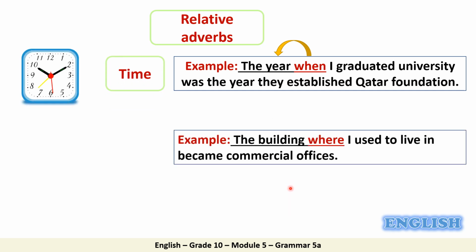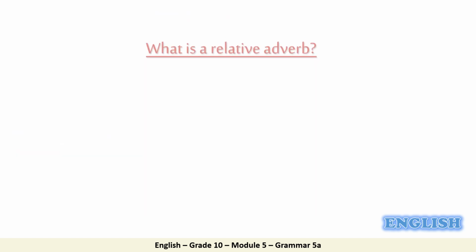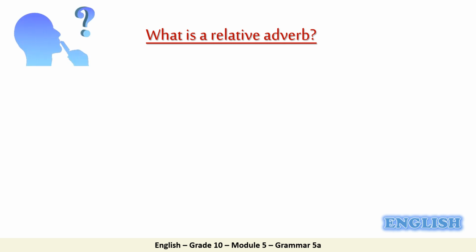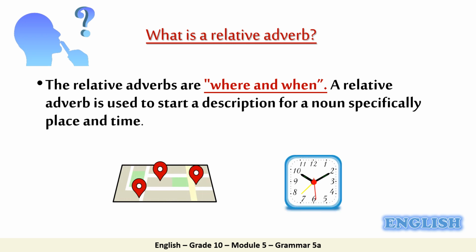The building where I used to live in became commercial offices. We have where, and it refers to the building. So when do we use where? Pause and think. We use where to express place. Excellent. So, what is a relative adverb? Well, the relative adverbs are where and when. A relative adverb is used to start the description for a noun, specifically place and time.